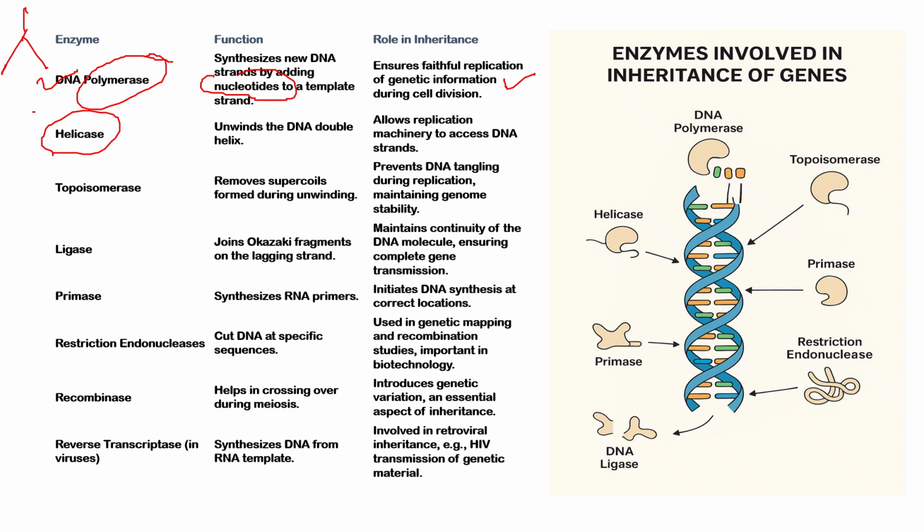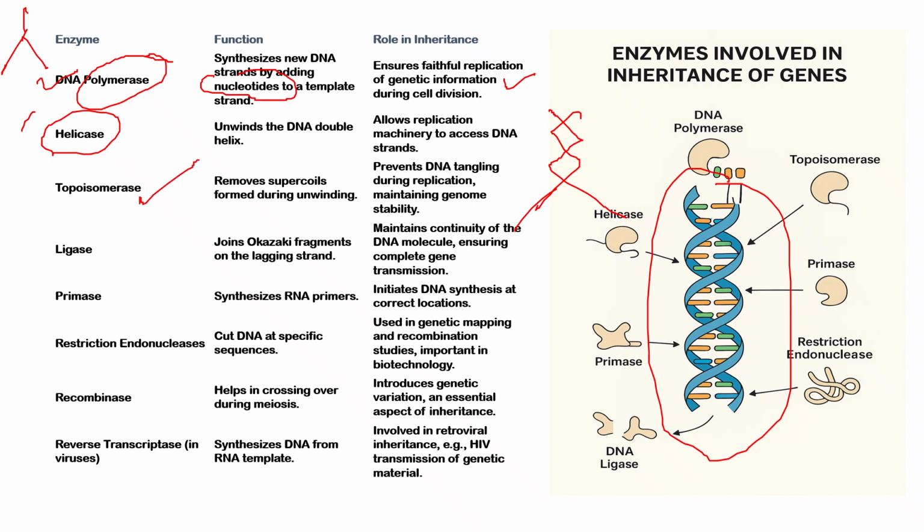Helicase means helix. We know that DNA is of helical shape. So this helicase enzyme will unwind the DNA. Unwind means it will open up the DNA strands so that it allows proper replication, and the replication mechanism is checked by this helicase enzyme.